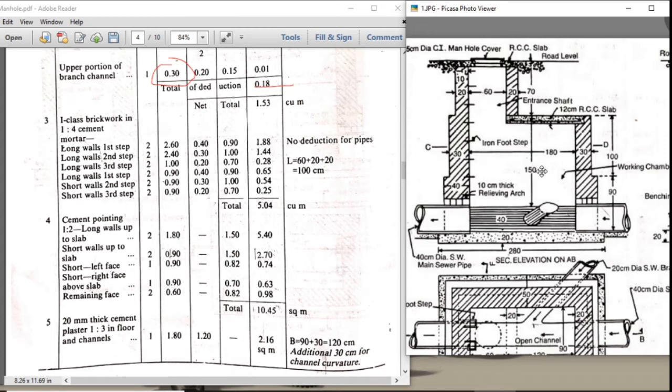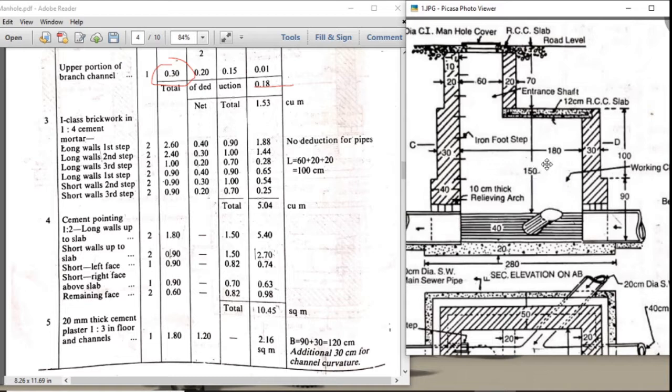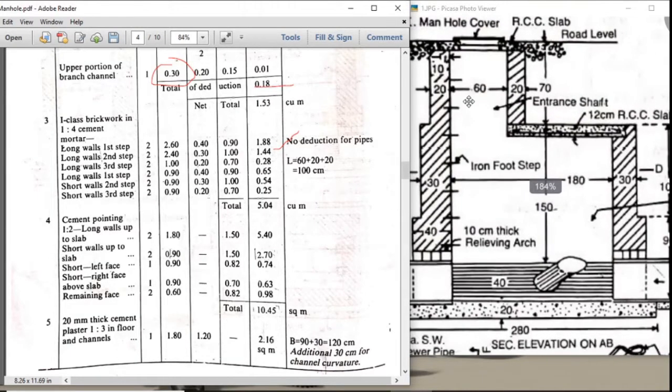So long wall second step. For the second step, come here, 180 plus 30 plus 30. Okay. So we will get 2.40. What is the breadth? 30 centimeter. What is the height? 100 centimeter. So 0.3, then 1 meter. Okay. If we multiply, we will get 1.44. Then long wall third step. What is the inner dimension? 60 plus 20 plus 20, that is 1. Then breadth is 20 centimeter. Then depth, or height, is 70. 0.70 meters. So if we multiply, we get 0.28.